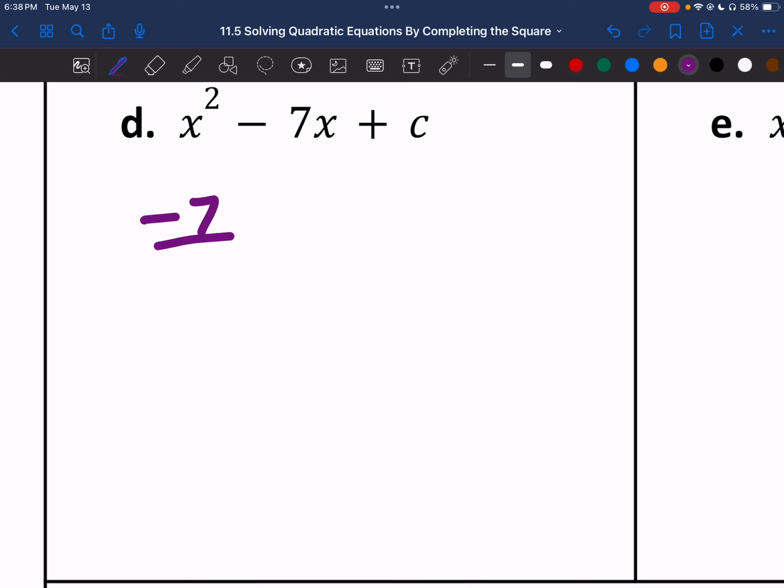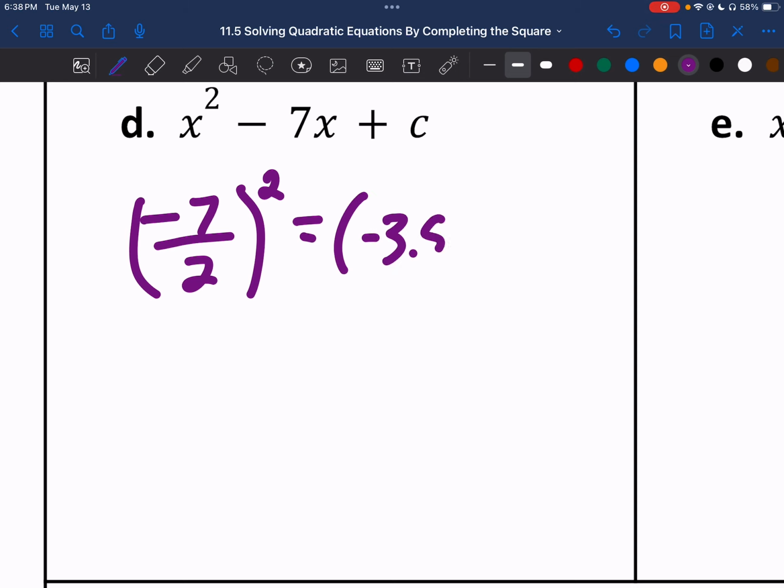So letter D, this is going to be a weird one because we have an odd number. So we have negative 7 over 2, the quantity squared, which when we square that, or if we did it as a decimal, it's negative 3.5 squared. And when we square that, we get 12.25. So this is okay. It's going to be a decimal or a fractional value that we have as part of our factored form. That's okay. It's just what you're going to have to work with on this.